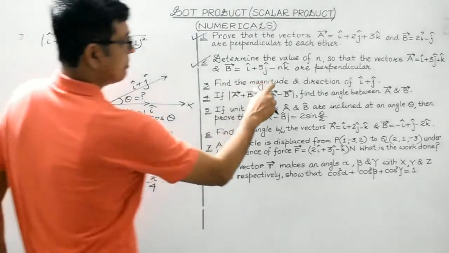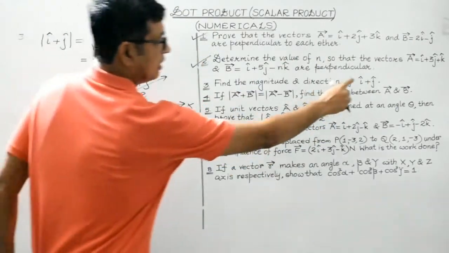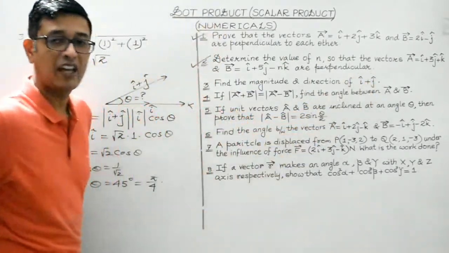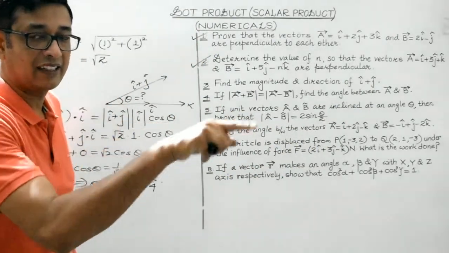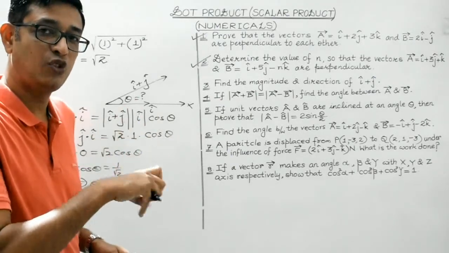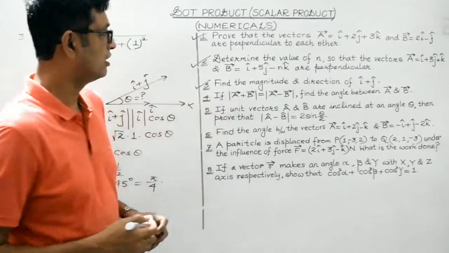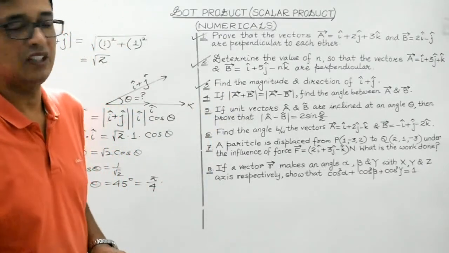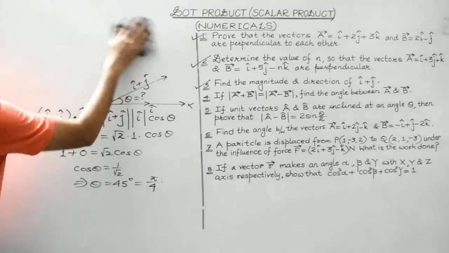So the magnitude of i cap plus j cap is root 2, and this vector, which is i cap plus j cap, is making an angle of 45 degrees with the x-axis. So that's the complete answer, both in terms of magnitude as well as direction, right? So students, we are done with question number 3 as well. Let's proceed further. Question number 4.